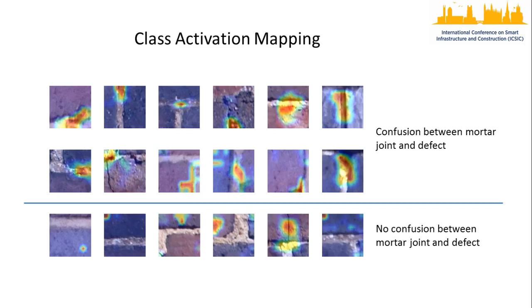And shown on the top here are examples where it's kind of got a bit confused, thinking that a mortar joint is potentially a defect, and on the bottom are examples where it hasn't got confused, so it's worked out that it's actually nothing to worry about, so it's completely glossed over the fact there was a mortar joint there. So that kind of says that in some situations maybe it will get confused, but in other situations it can work it out.